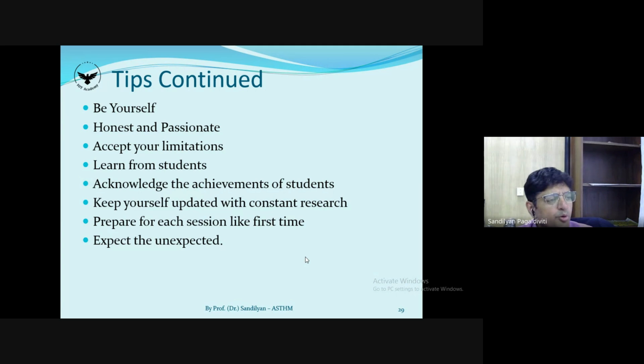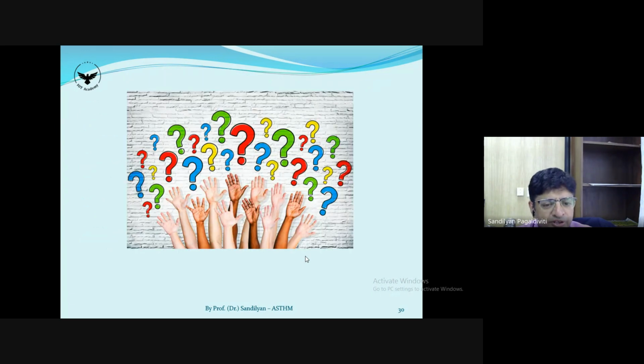be yourself. Don't try to imitate anybody. Be honest. Be passionate. Understand your limitations and work according to that. Learn from students. Acknowledge their achievements. Keep yourself updated. Keep doing research. Prepare for each session as though it is the first time you are going for that. Expect unexpected things to happen. Then you will be able to tide over the session well.